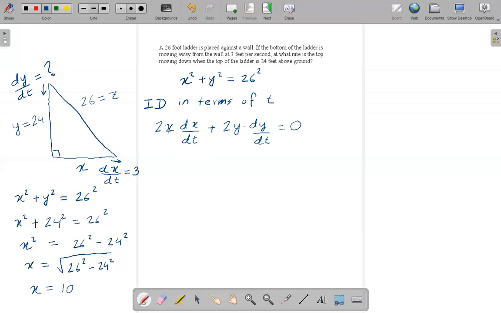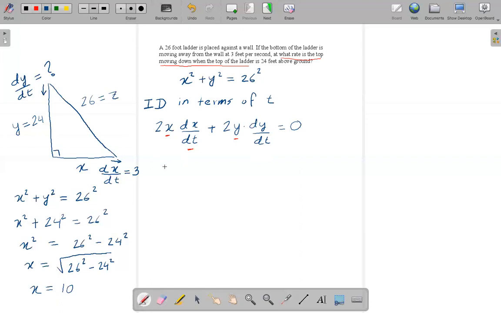So now we have an equation where I can use some of these values. I know the value of x. I know the value of dx over dt, which is given. I know the value of y. I don't know the value of dy over dt. That's what we are trying to find, and that's exactly what this question was asking. So let's plug in these values and see if we can get the answer.